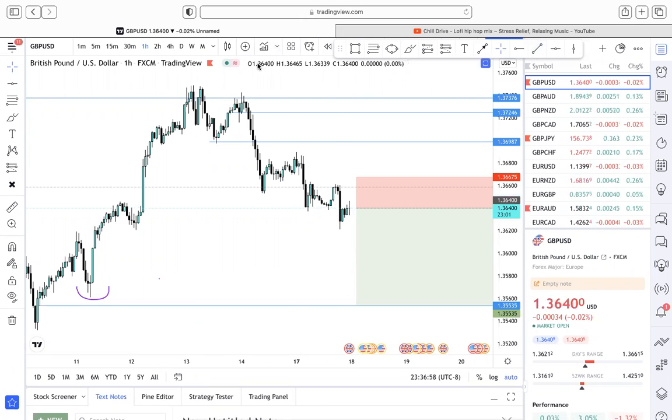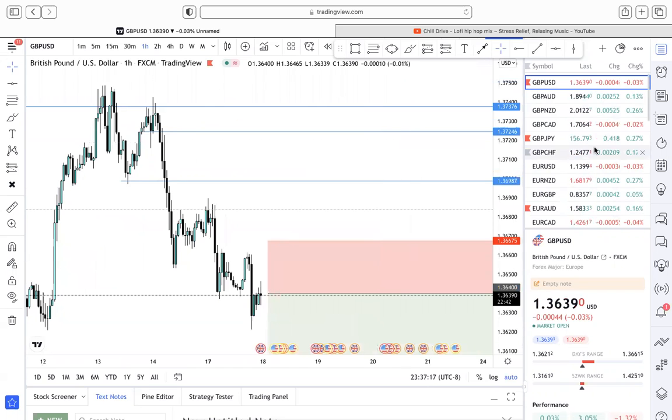Just so you know, I mainly trade the pound pairs, such as GU, GJ, and also Euro USD and EA. Those are my main pairs, which is GU, GJ, EU, EA, and GA as well. Those are the main ones that I trade. Other than that, I don't really look at any other pairs.